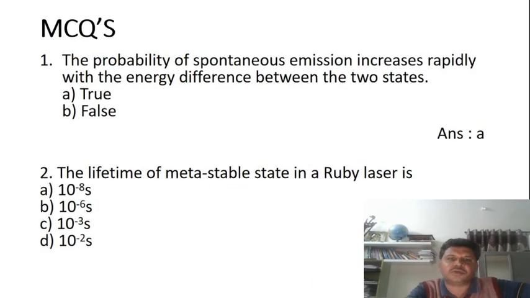In this concept, we have some multiple choice questions also. The first statement: the probability of spontaneous emission increases rapidly with the energy difference between the two states. So the statement is correct. Here we are given two statements, so the correct answer is A. Next is the lifetime of the metastable state. Earlier I said the lifetime is always 10 to the power of minus 8 second, but the metastable state lifetime is 10 to the power of minus 3 second. So the answer is C.